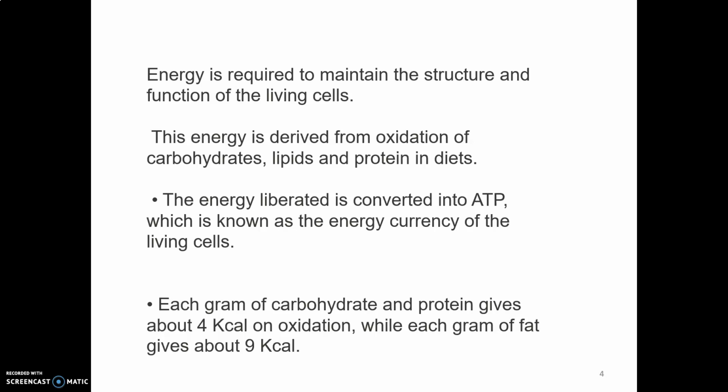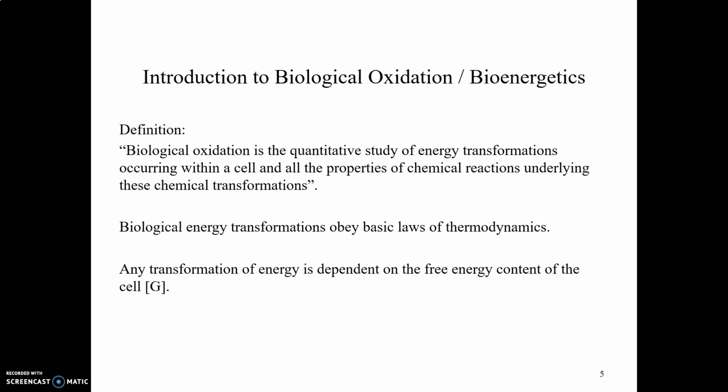So remember, each gram of carbohydrate and protein gives about 4 kilocalories on oxidation, while each gram of fat gives about 9 kilocalories on oxidation. So biological oxidation, if I come to the exact definition, is a quantitative study of energy transformation occurring within a cell and all the properties of chemical reactions underlying these chemical transformations. Okay. Remember, all these biological energy transformations obey the basic laws of thermodynamics. And any transformation of energy is dependent on the free energy content of the cell, as I already mentioned, and it is denoted by capital letter G.